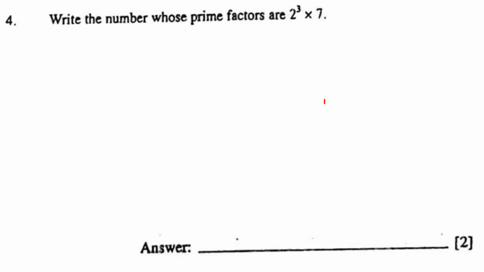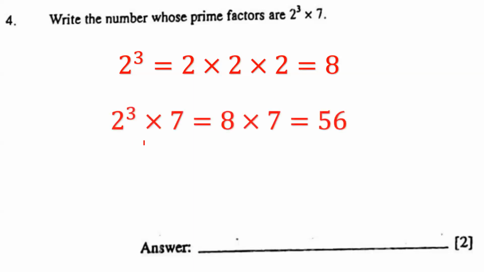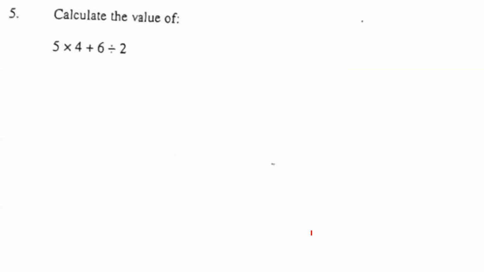We have number 4. It says, write the number whose prime factors are 2 to the 3rd power times 7. But what is 2 to the 3rd power? 2 to the 3rd power is just 2 times 2 times 2, which is 8. And we have to multiply that by 7. So 8 times 7 is indeed 56, and so the correct answer here is 56. Now let's move on to the next question.